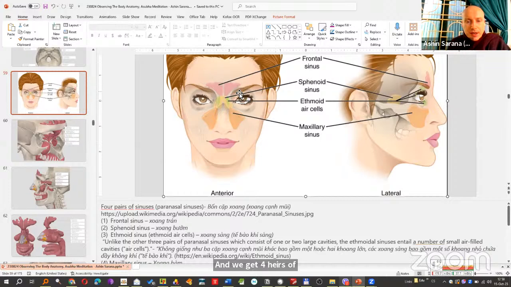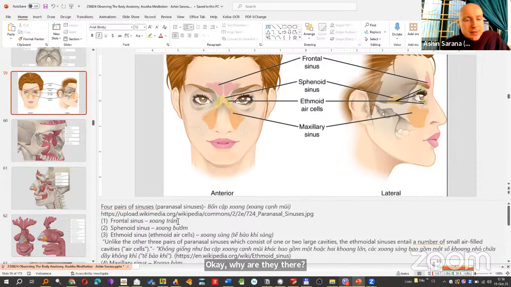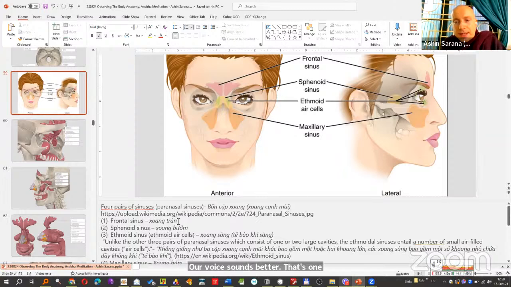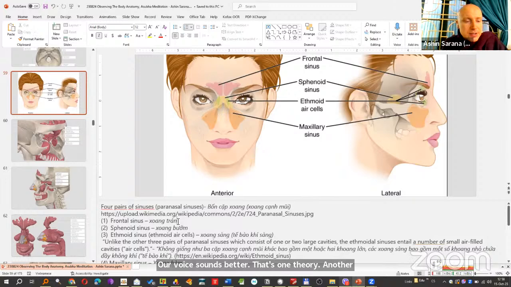Here's one pair in the forehead. Another pair is by the sides of the nose. And then we get 2 pairs, as you can see here: one pair around the eyes and one pair behind the nose. Why are they there? Scientists are not sure. Some say that with these hollow spaces, our voice sounds better. That's one theory. Another theory says that thanks to these hollow spaces, our skull is not so heavy.